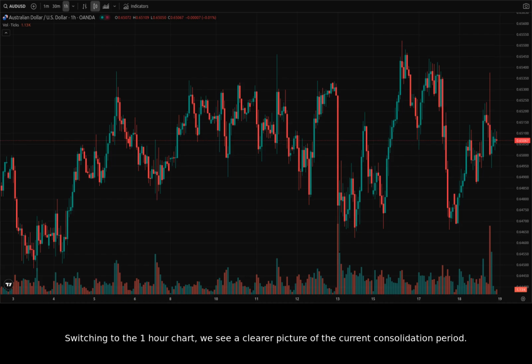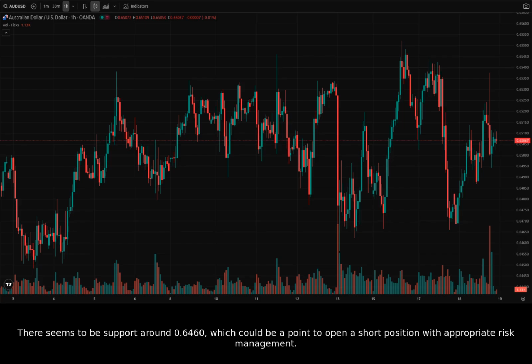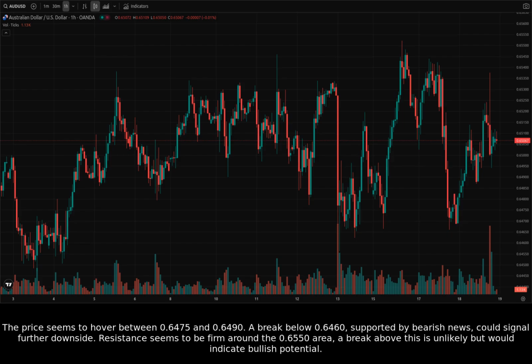Switching to the 1-hour chart, we see a clearer picture of the current consolidation period. There seems to be support around 0.6460, which could be a point to open a short position with appropriate risk management. The price seems to hover between 0.6475 and 0.6490. A break below 0.6460, supported by bearish news, could signal further downside.